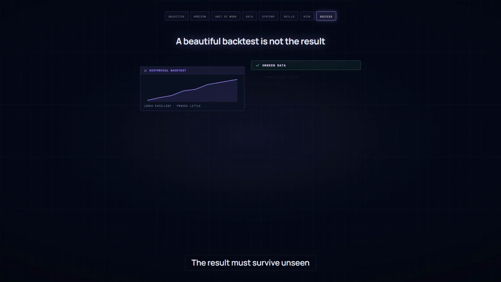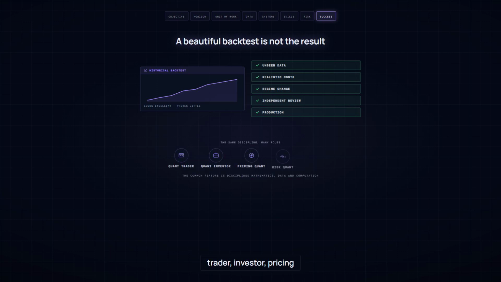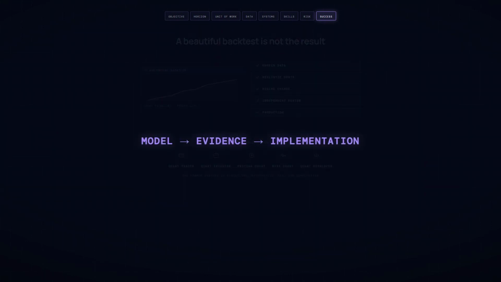The result must survive unseen data, realistic costs, changing conditions, independent challenge, and implementation. A quant can therefore be a trader, investor, pricing specialist, or risk analyst. The defining feature is the disciplined use of mathematics, data, and computation.